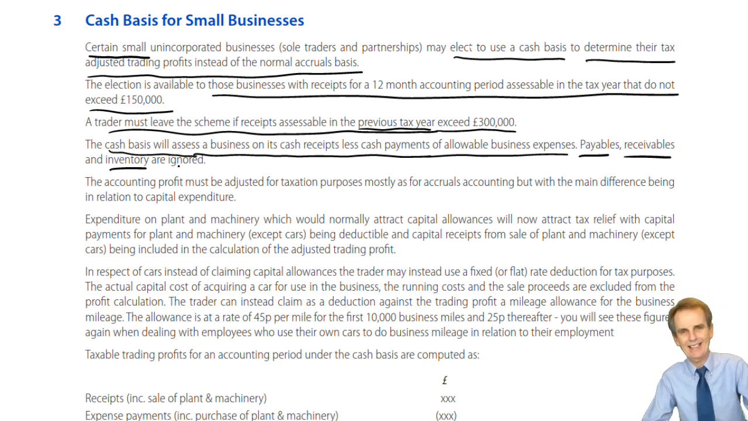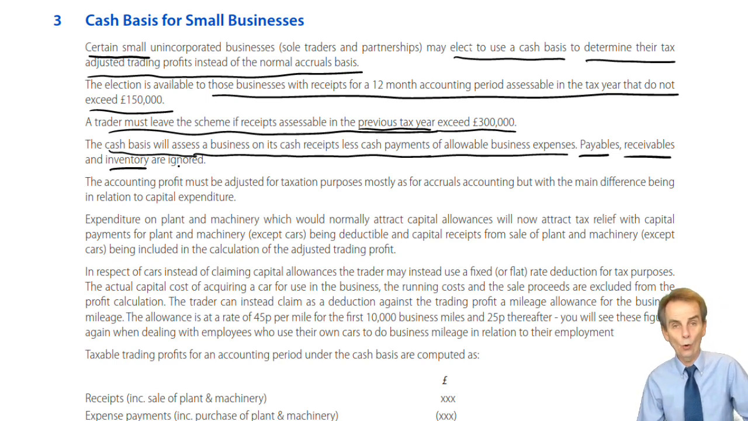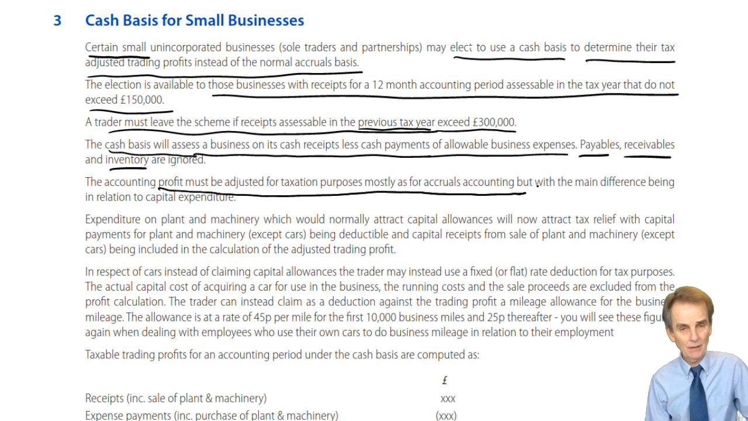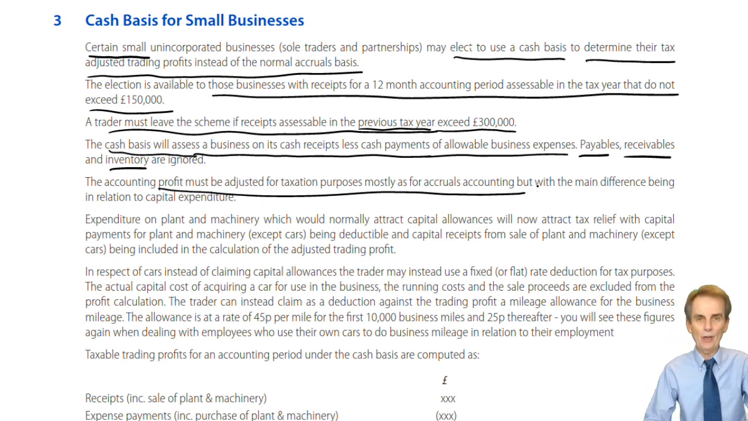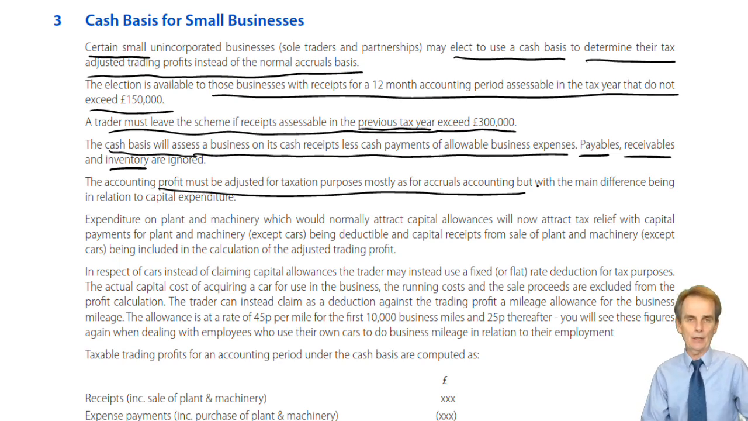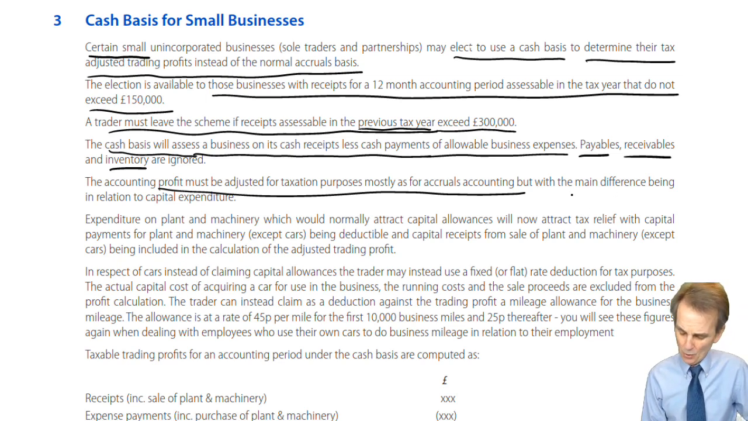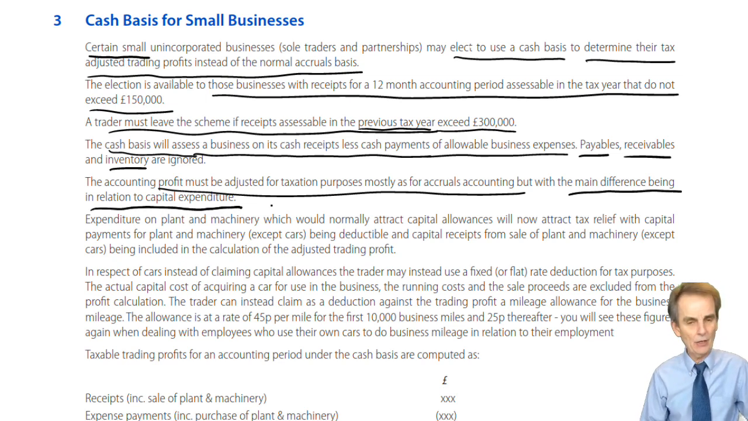Those, of course, would be necessary exercises in a normal accounting statement of profit or loss, but not now for us on the cash basis for taxation. The accounting profit must be adjusted for tax purposes, mostly the same as we do for accruals accounting. So again, if there is a non-allowable expense, then it will be disallowed, except that we'll be working on a cash basis rather than on an accruals basis. But we do have one big difference, being in relation to capital expenditure.